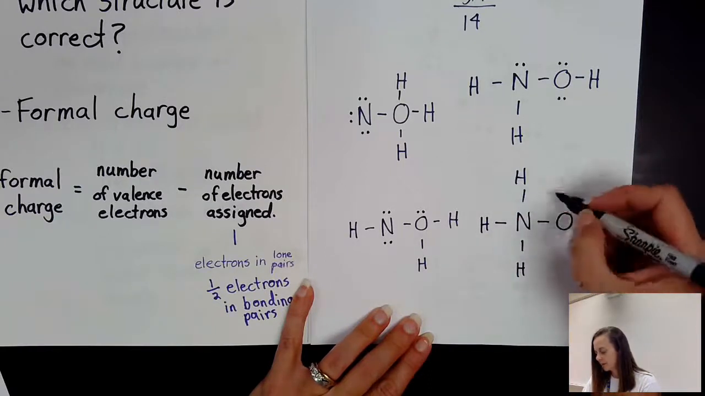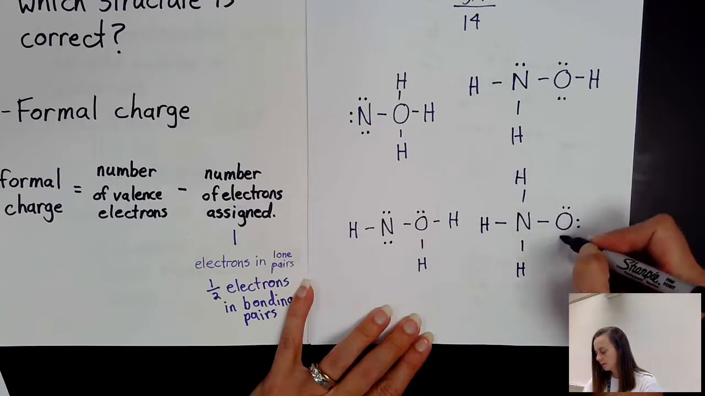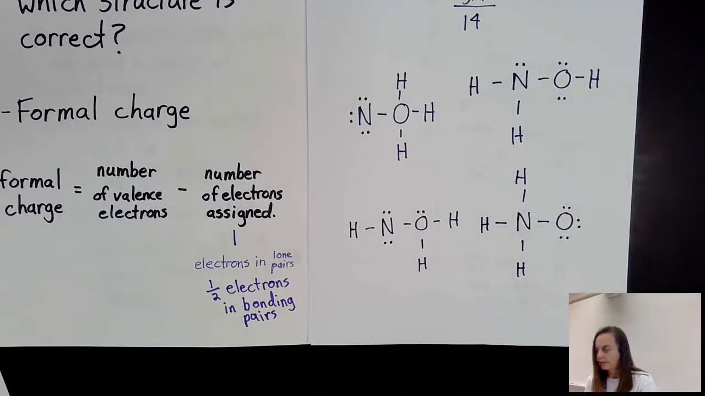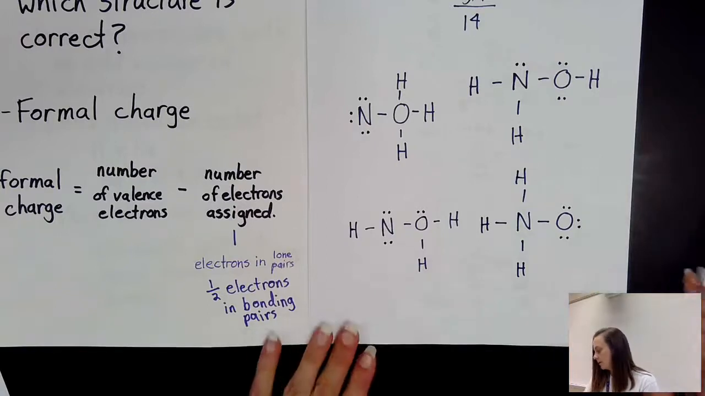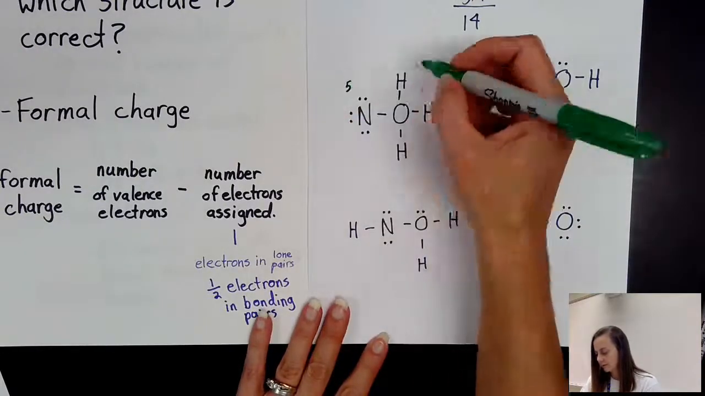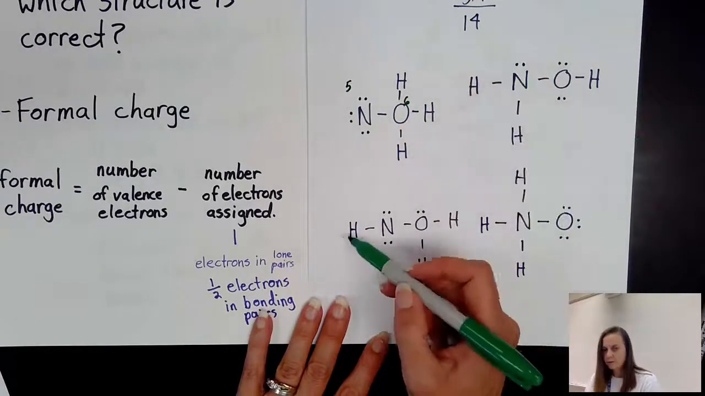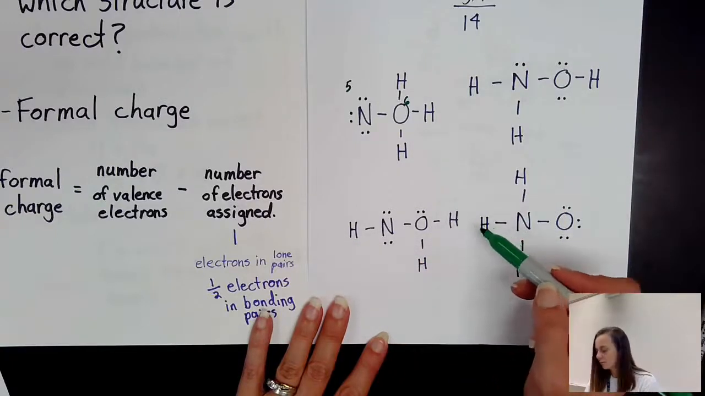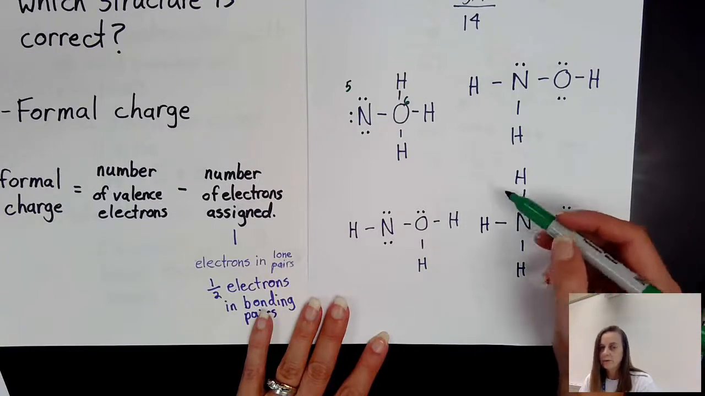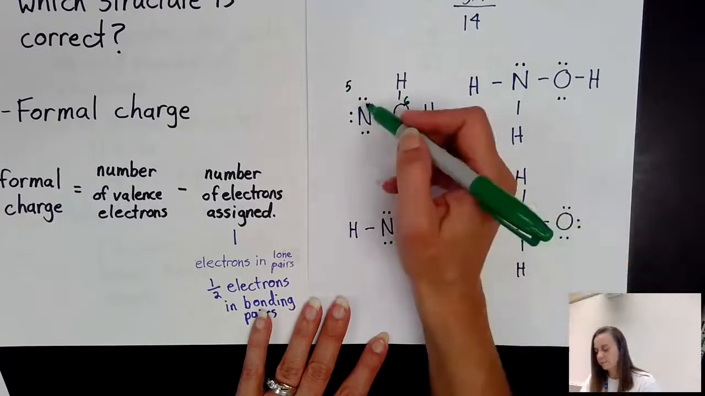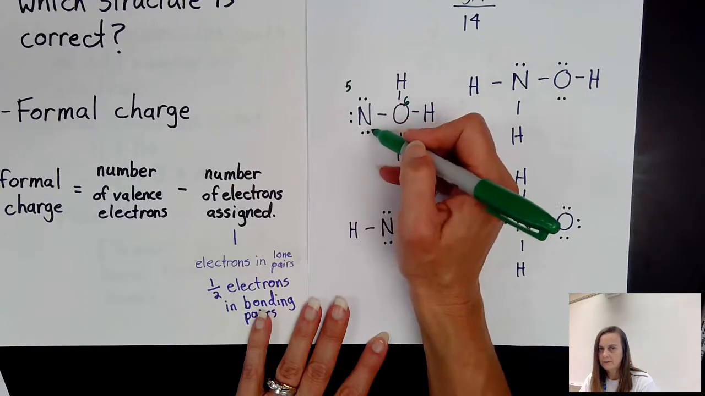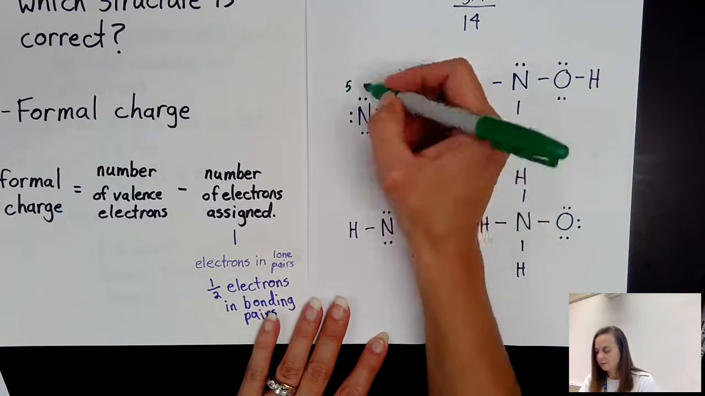So in this first one, 5, 6, and at this point hopefully you're starting to see the pattern that the hydrogens are pretty much always going to have a formal charge of 0 because they have 1 valence electron and they always form 1 bond. So we're going to focus only on the nitrogen and the oxygen. So in this structure, nitrogen has 1, 2, 3, 4, 5, 6, 7 assigned electrons. So this is going to be -2. Oxygen has 1, 2, 3, 4 assigned electrons. So this is going to be +2. Well, oxygen's more electronegative than nitrogen, so this is probably not a good choice.